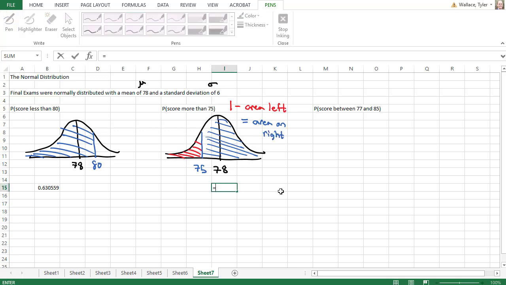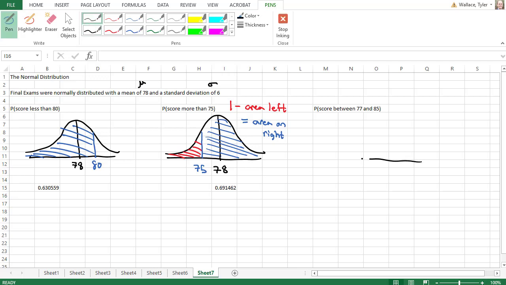So we can type in equals 1 minus, subtracting off the left area I don't want, which is norm.dist, open a parentheses, 75 is my value, the mean is 78, the standard deviation is 6, and we always type true. Commas between everything, close the parentheses, and when we hit enter, we find the area to the right of 75. The probability someone scores more than 75 points on the exam is 0.6914.